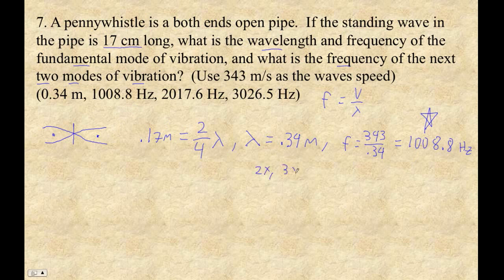Okay, now the next two are actually going to be, we know that this is going to go 2 times and 3 times for this guy, right? Because it's both ends open. That's the pattern that it follows, right? So the next frequency here is also going to be 2 times this, right? So if I multiply by 2, I get 2017.6 for the next frequency, and then if I multiply this by 3, I get 3026.5 hertz. Okay?